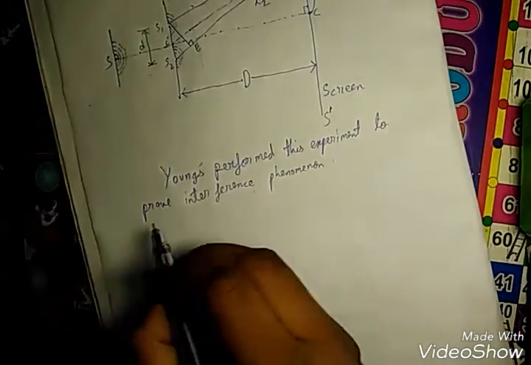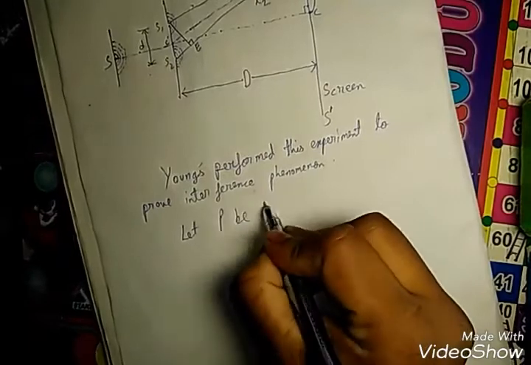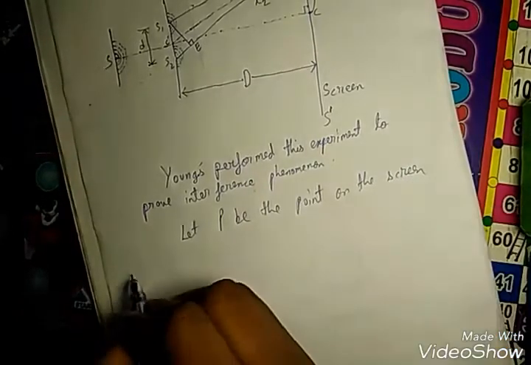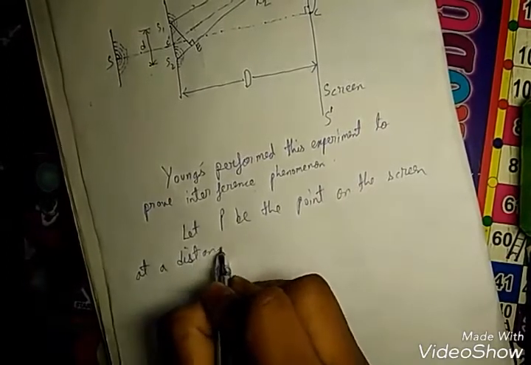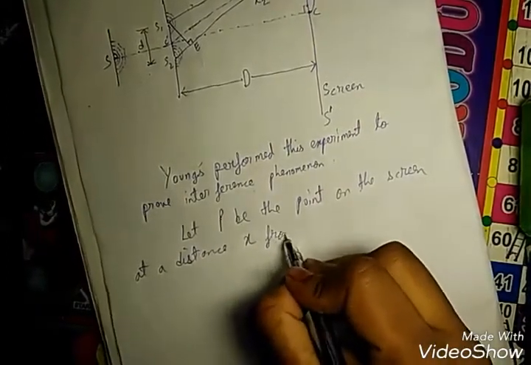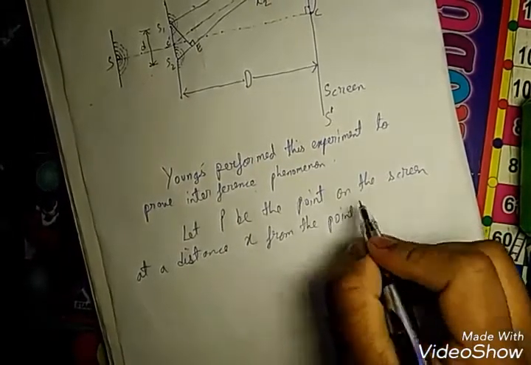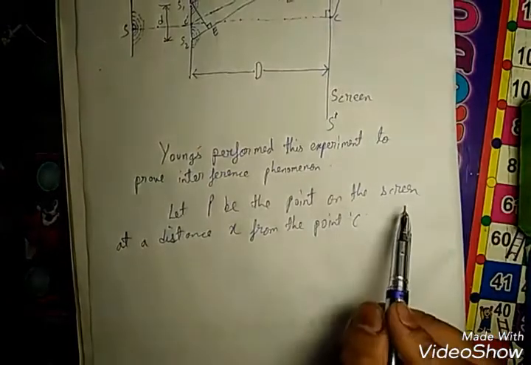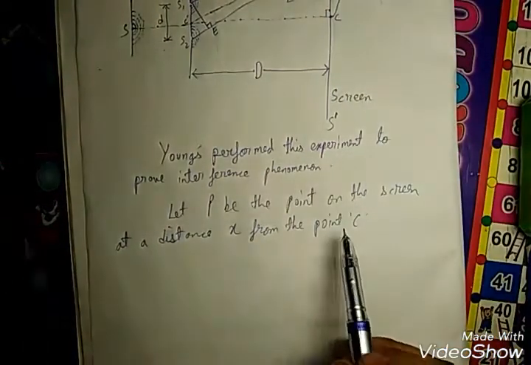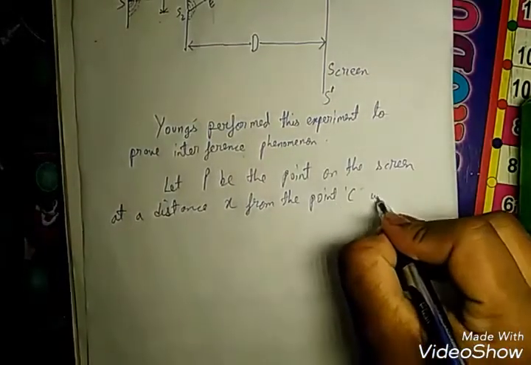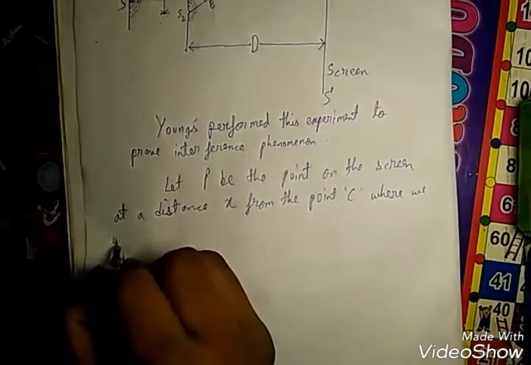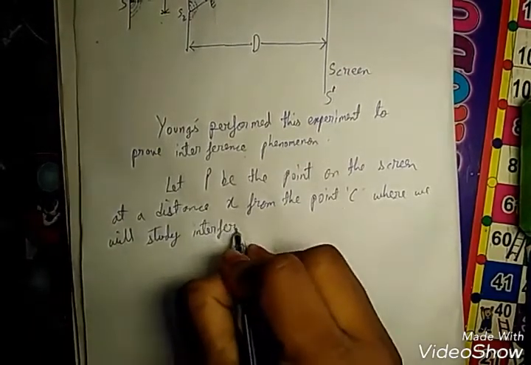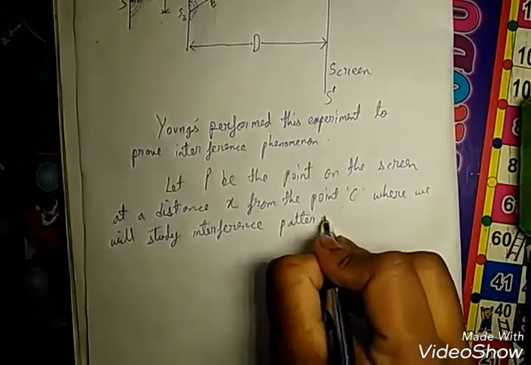Now let P be the point on the screen at a distance x from the point C, where we will study the interference pattern.